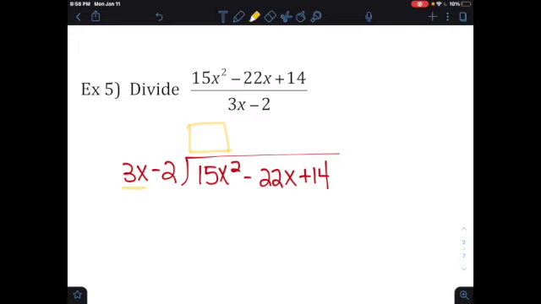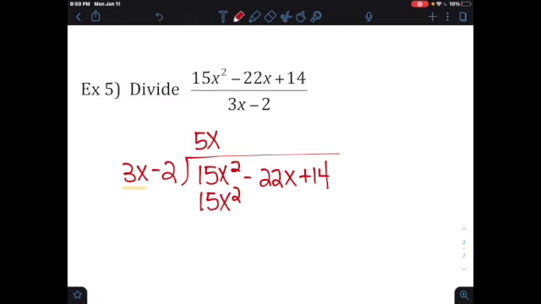Well, in this case, to decide, if you put down a 5x, 5x times 3x is going to be 15x squared. So there it is. I'm going to take that one off. And now we're going to do distribute property. 5x times 3x is going to be 15x squared.